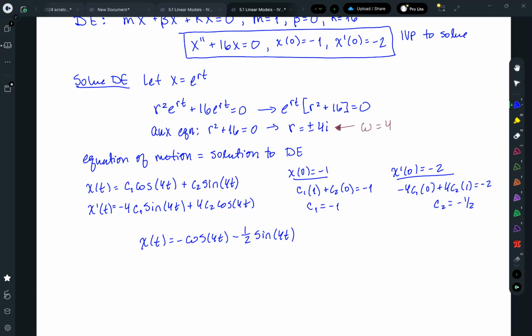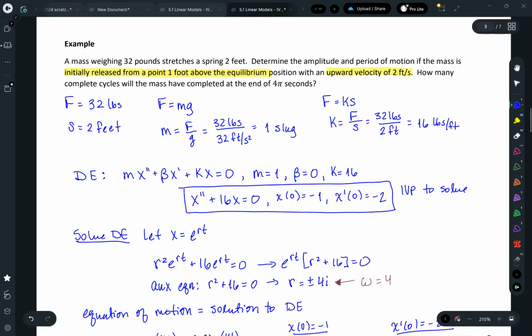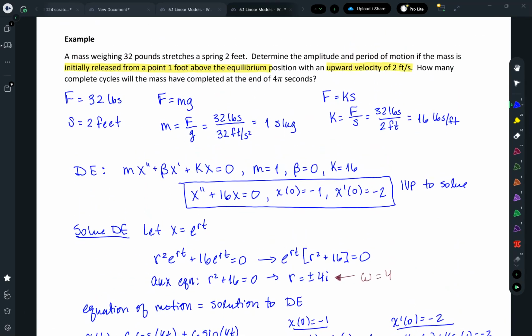We needed to do all this work to get x of t so that we can answer some questions. Let's see what those were. Determine the amplitude and period of motion. Okay.